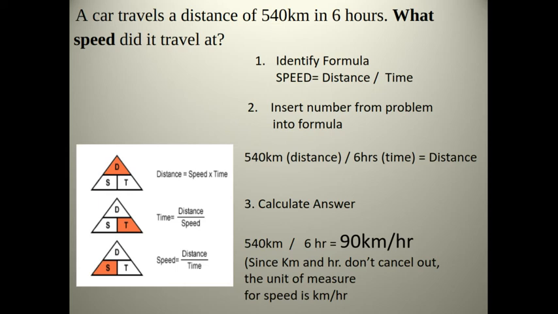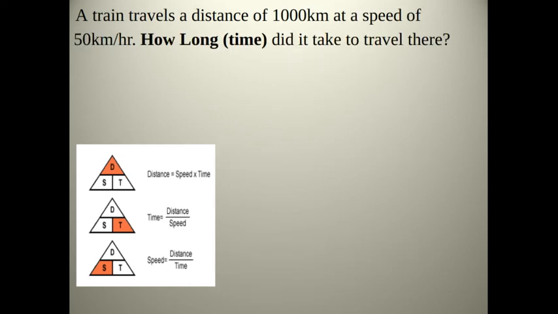All right, and the last example that we've got to cover is one on time, or how long something goes. Look at the cue: how long? How long does something take? Well, we're describing time. So here, a train travels a distance of 1,000 kilometers at a speed of 50 kilometers per hour. How long did it take to travel there? We identified our formula, and time is distance divided by speed. So which one is the distance? That's right, 1,000 kilometers. What was the speed that it traveled? Well, kilometers per hour is a unit of measurement of speed.